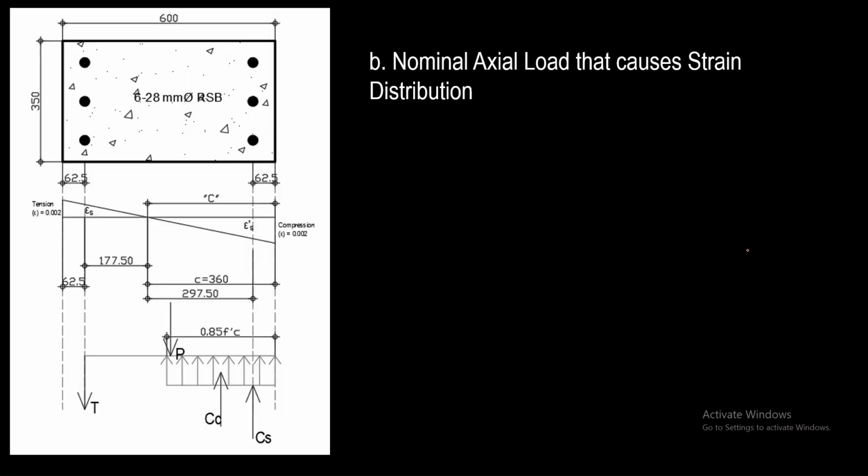Letter B, the nominal axial load that causes the strain distribution. Expanding the illustration, after this strain diagram we have the stress diagram. For tension reinforcement we have T for the tension, compression due to concrete, and the compression due to steel reinforcement, which was previously computed, and P, the load that causes the strain distribution. It is acting at the center of gravity of the section, the middle of the section, which is 300 millimeters.